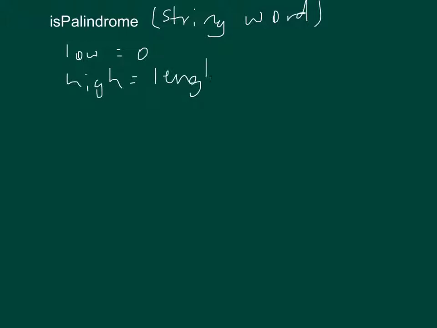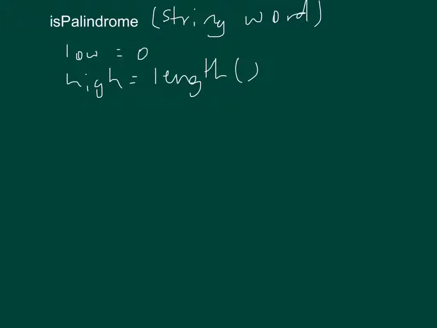Okay, so we consider the method isPalindrome, and this method will take in a string object. So let us call this string object word. The approach we want to take here is to have two variables, one called low that we're going to initialize to 0, the other one called high, and high will be the length of the string. So you need to think about how we can use a method to get the length of the string here.